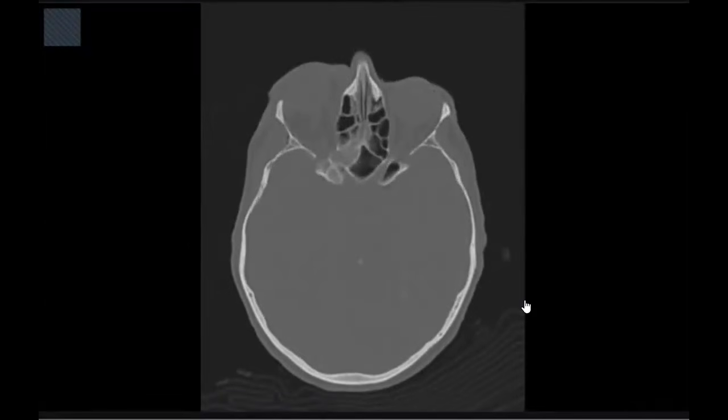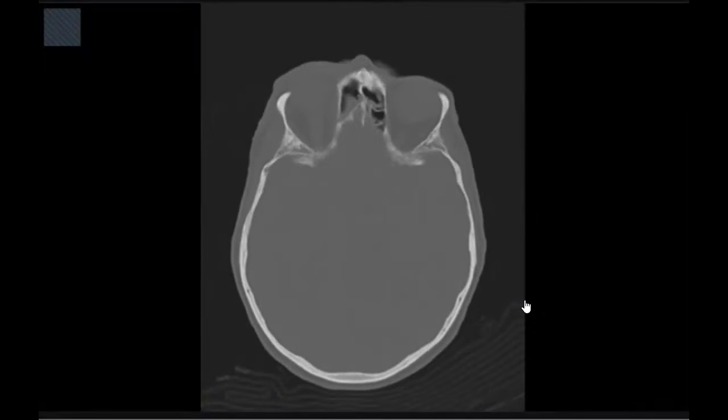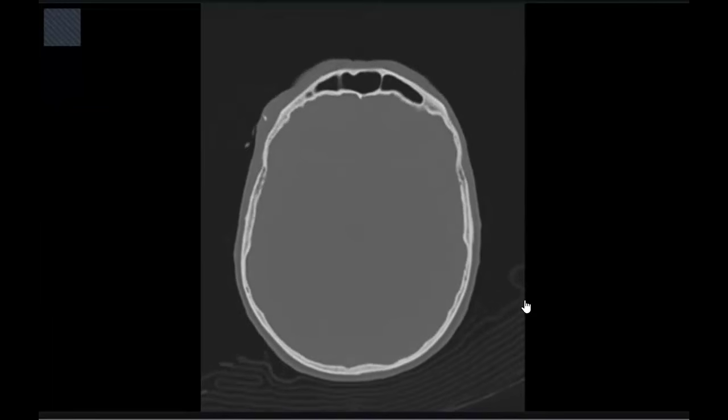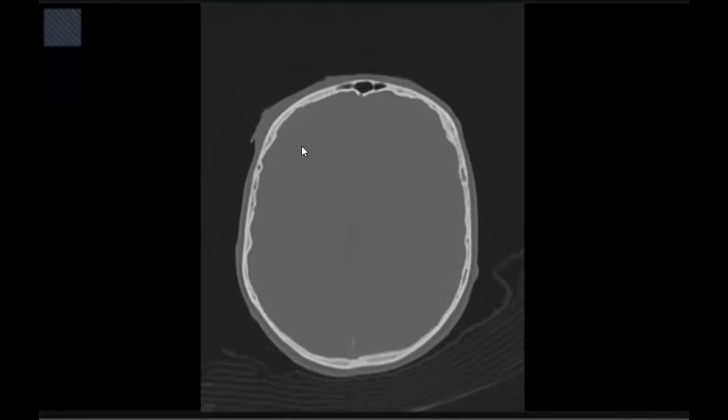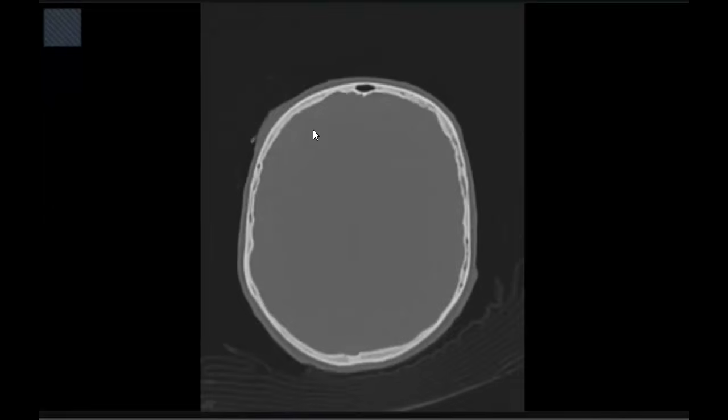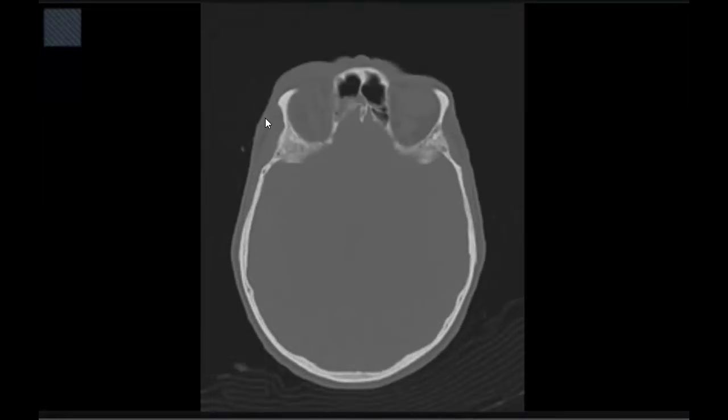Look at the right orbit, please. There is a fracture here in the right frontal sinus with a subgaleal hematoma. This one is a subgaleal hematoma here in the right frontal region.